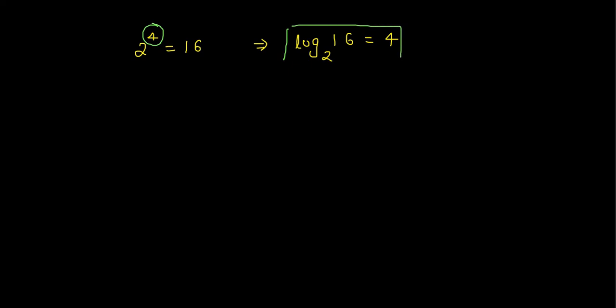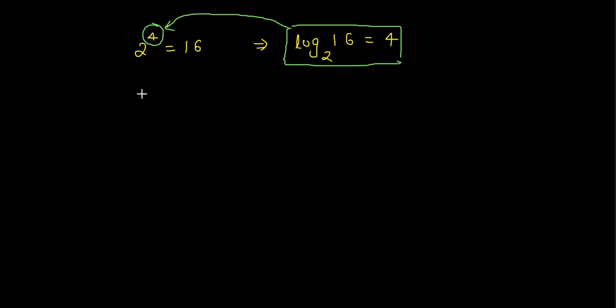Now suppose I have written 2 raised to power 4 as 16, and its logarithmic form can be written as log of 16 with base 2 as 4. Okay. So in place of this exponent 4, I can write log 16 with base 2, because the value of 4 is log 16 with base 2. I can put this in place of the index 4.